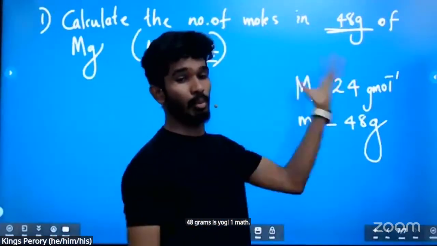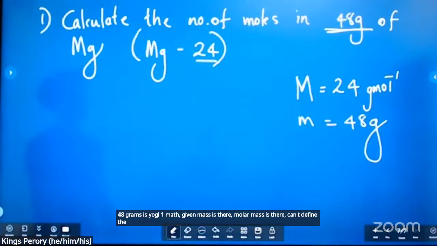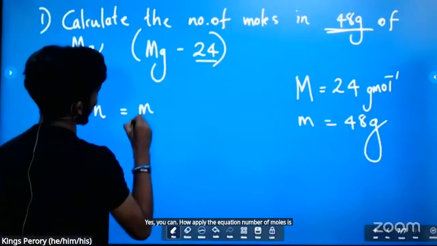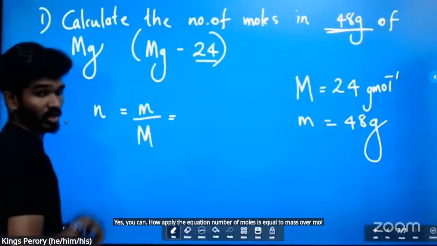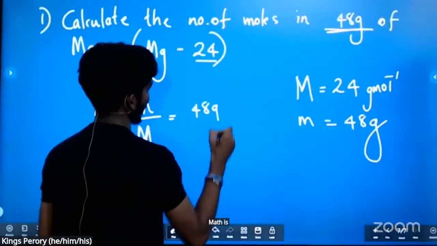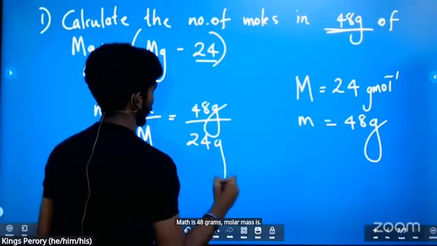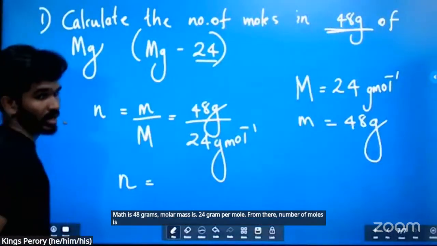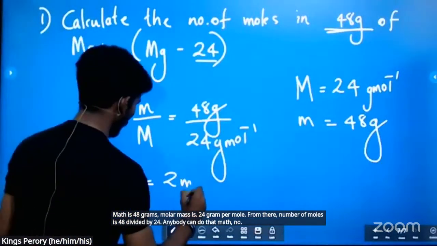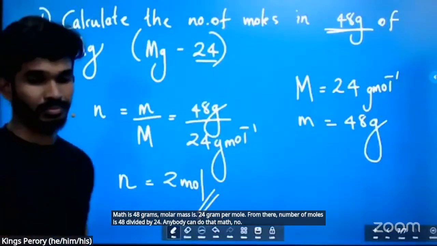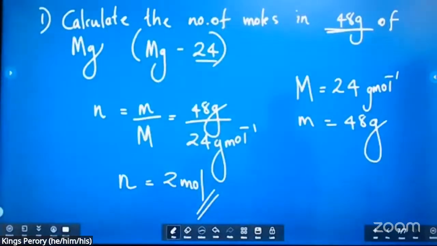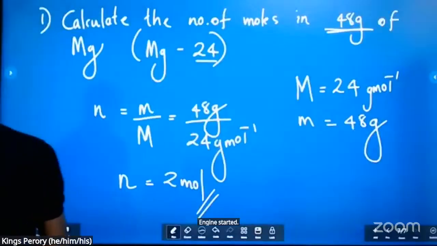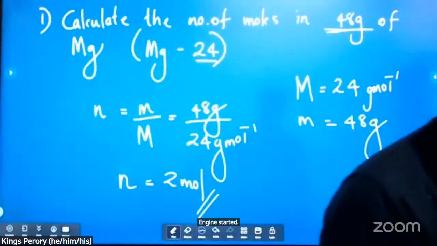Given mass is there, molar mass is there. Can't you find the number of moles? Yes, you can. How? Apply the equation. Number of moles is equal to mass over molar mass. Mass is 48 grams. Molar mass is 24 gram per mole. Number of moles is 48 divided by 24. Anybody can do that math? 2 mole. Engine started.